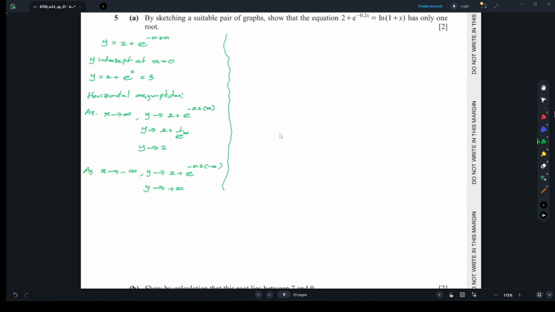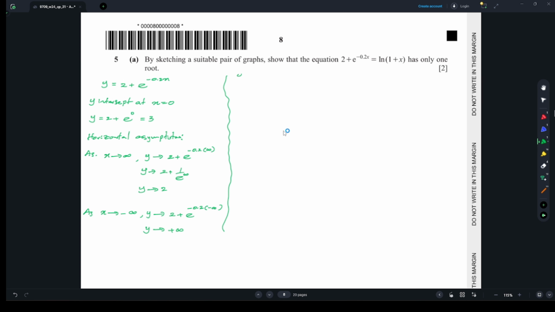And then let's take the right side. So I will take y equals ln(1 plus x). I can find the domain, because inside ln cannot be negative. So 1 plus x should be greater than 0. From this one we can write x is greater than -1. So this graph is there for x greater than -1.